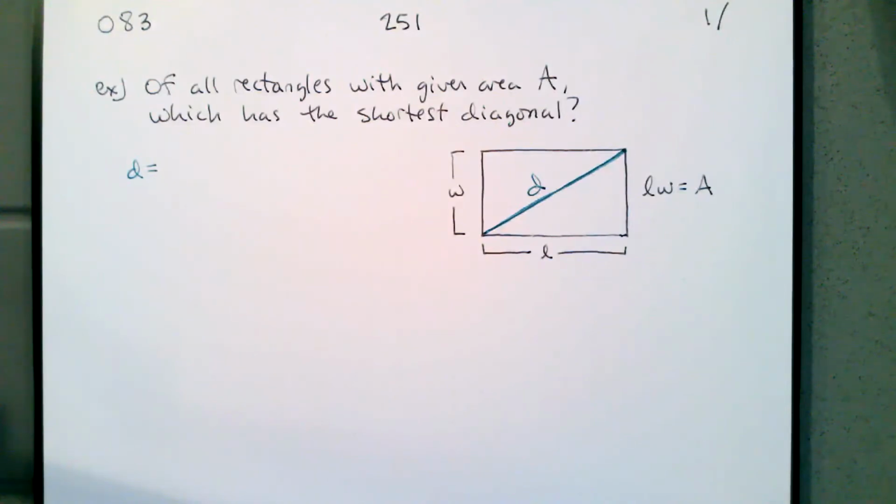Our problem for today is similar to the problem that we had yesterday. We have some objective function that's going to be subject to some constraint. So let's suppose that of all rectangles with a given area A, which one has the shortest diagonal? We might already know that the answer is a square, which is helpful. We know that we're going to get the shortest diagonal if L and W are equal. So knowing that is only part of it.